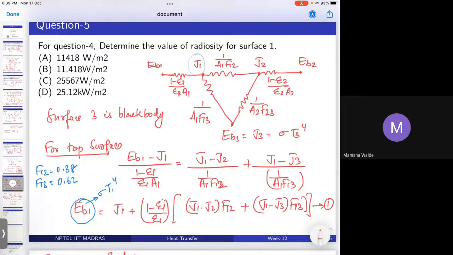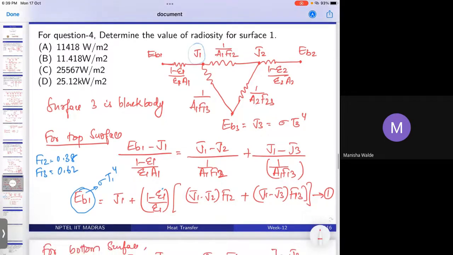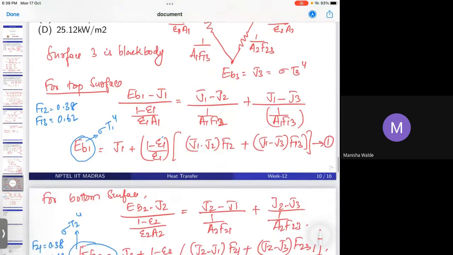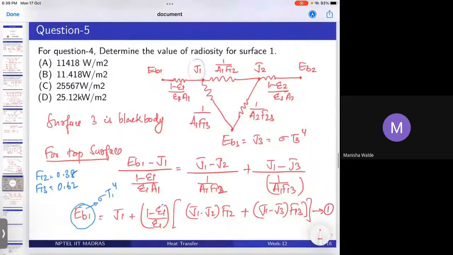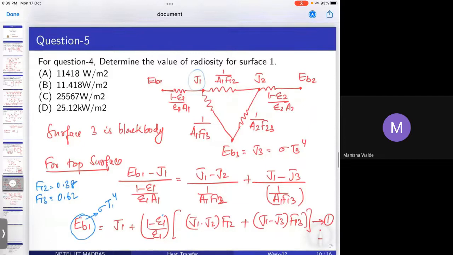We first need to draw the network and write the equation for each surface, and just solve the equations. Now we get the values of EB1, J1, J2, EB2, and EB3.